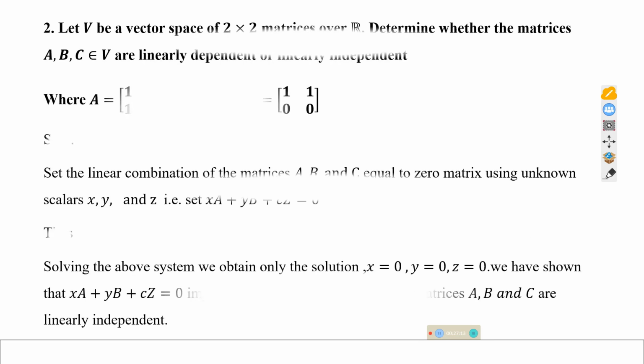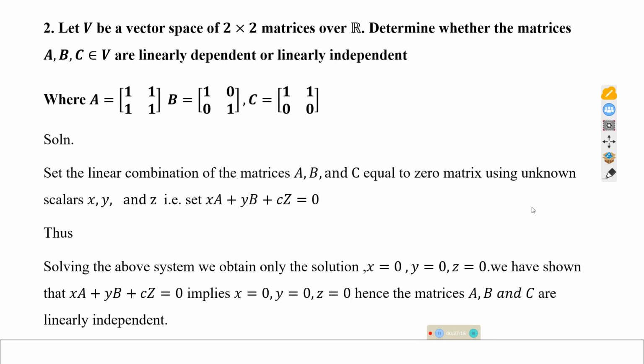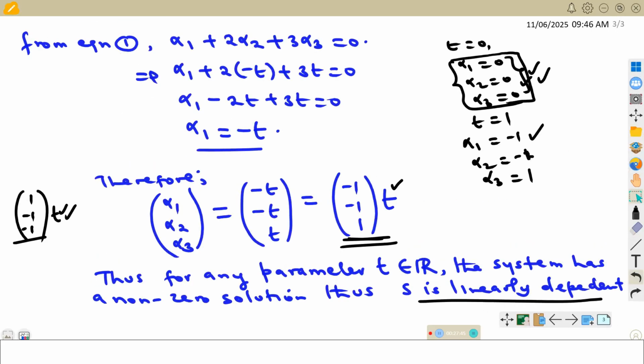So let us look at example number 2. Example number 2 says, let V be a vector space of 2 by 2 matrices over R. Determine whether the matrices A, B, C, which are picked from the vector space V, are linearly dependent or linearly independent, where we are given A, B, and C. So that is basically what we need to look at in example number 2. So let us look at the solution.